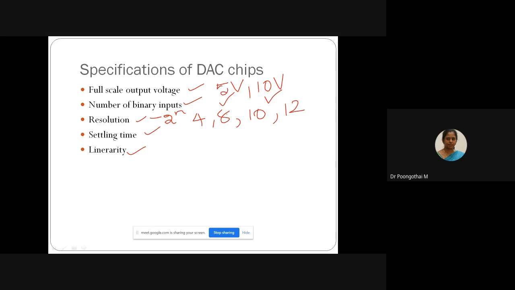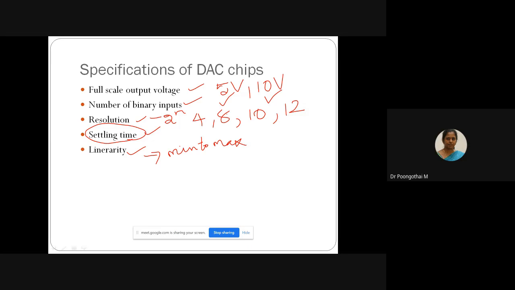And next one is the settling time. Settling time is the time taken for the output to settle within a pre-specified band after the input digital value is applied. And linearity is one of the parameters. It is a measure of how straight the output is when the input is changed from minimum to maximum. Here settling time is an important specification, as the DAC output may overshoot the current value and oscillate for some time before settling.